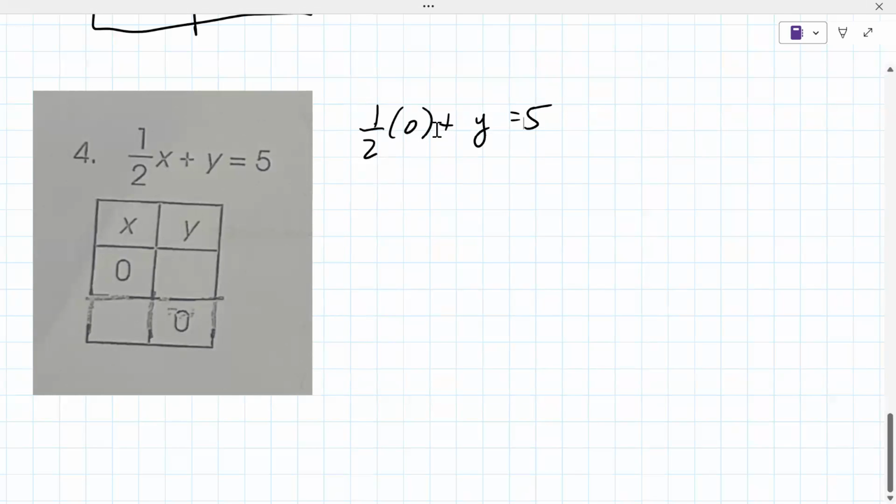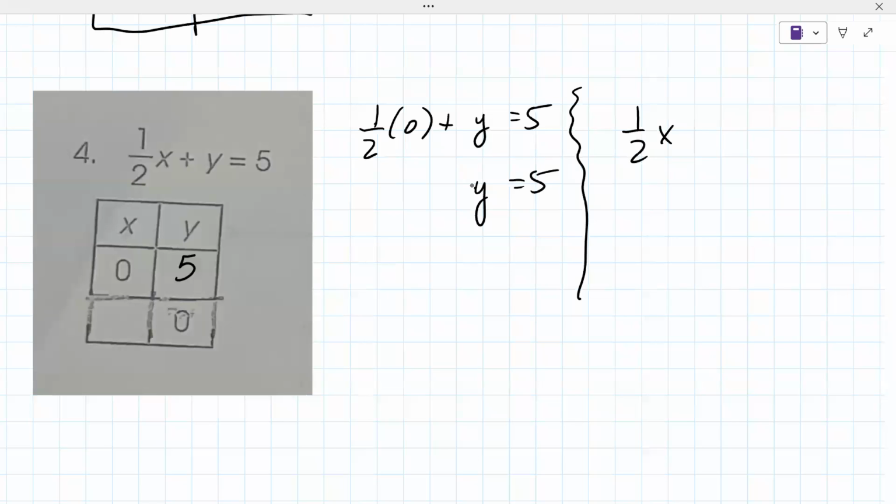Okay, can you tell me what 1/2 times 0 is? 1/2. Anything times 0 is always 0. Yeah, 0. This becomes y equals 5. So that's not bad. But then the other situation is you're putting 0 in for y. This is 1/2 x equals 5.